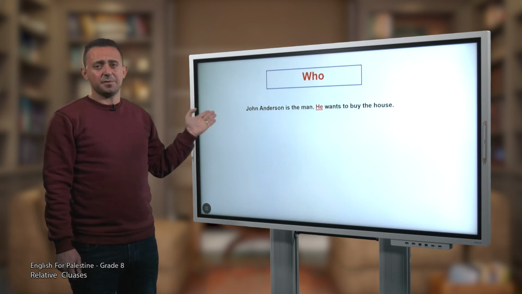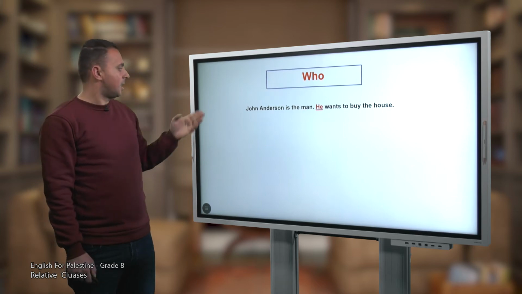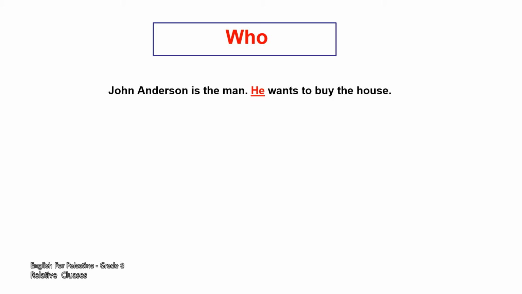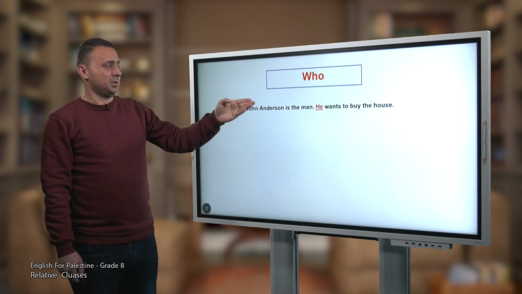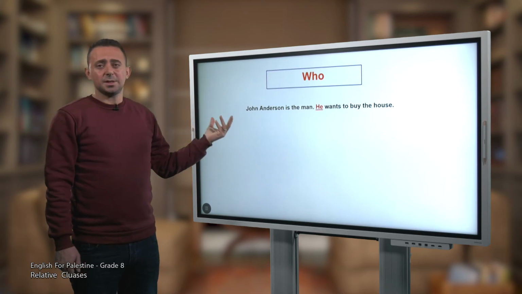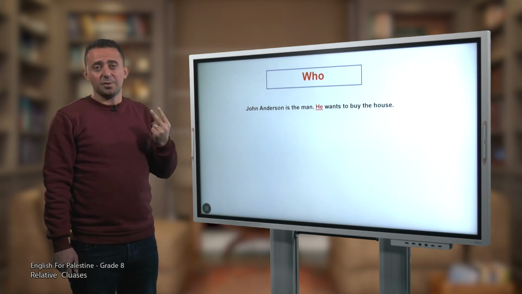This example is from the previous dialogue. John Anderson is the man. He wants to buy the house. How many sentences do we have? Very good, we have 2.